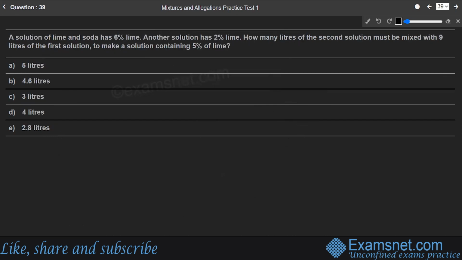Okay, let's have the next question. A solution of lime and soda has 6% of lime. Another has got 2% of lime. How many liters of the second solution must be mixed with the 9 liters of the first one to make the solution containing 5% of lime? So two different mixtures with two different compositions of lime, and the quantity of the second mixture to be added to the first mixture of 9 liters to maintain the percentage at 5% is to be found out.